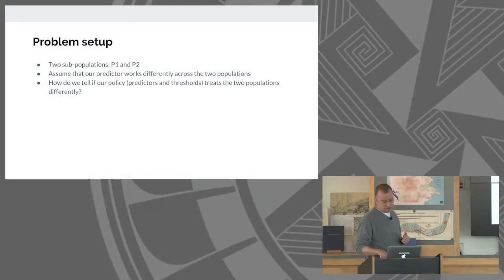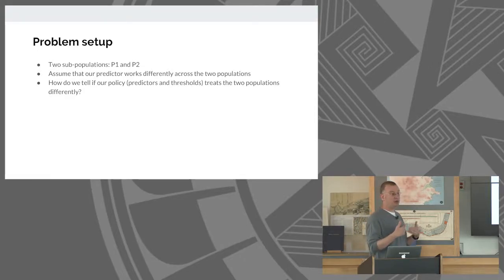So now we have two subpopulations, P1 and P2. So these subpopulations could be by gender, they could be by race or ethnicity, they could be by age, they could be by really anything. We assume that these populations have different distributions with respect to our predictor. If they didn't, then we wouldn't be able to distinguish between them anyway. So sort of by hypothesis, we have to assume they have different distributions.